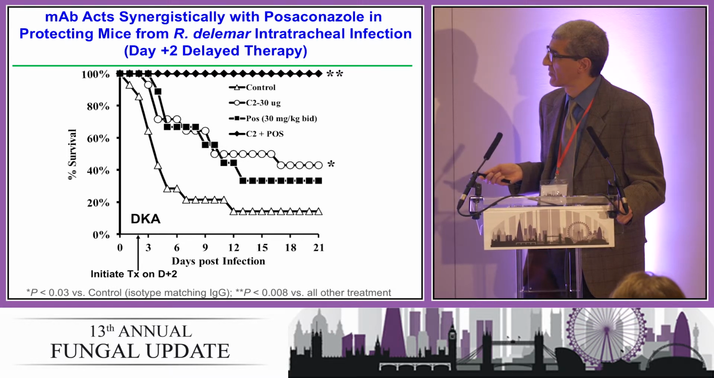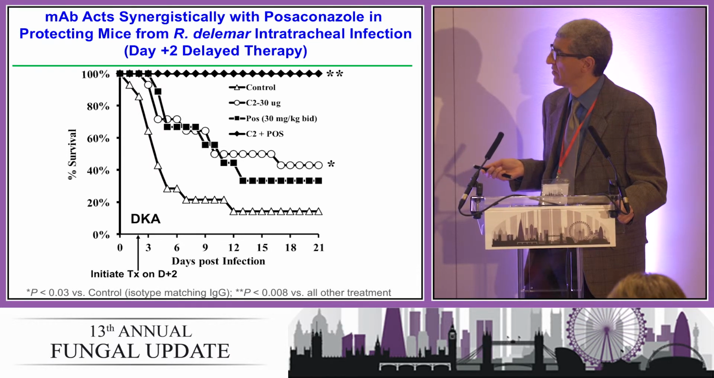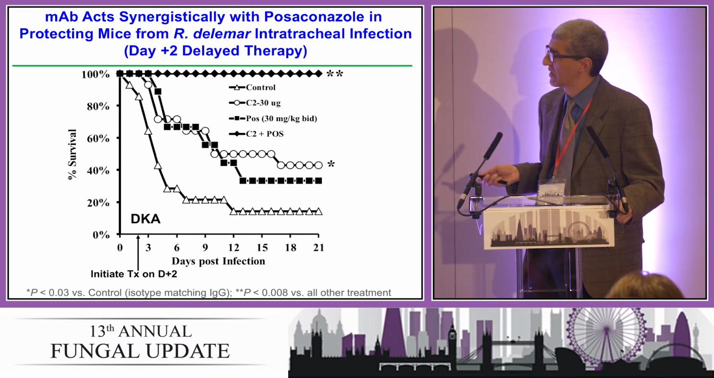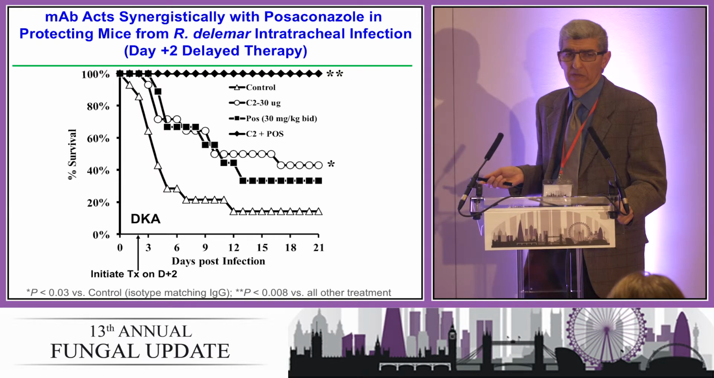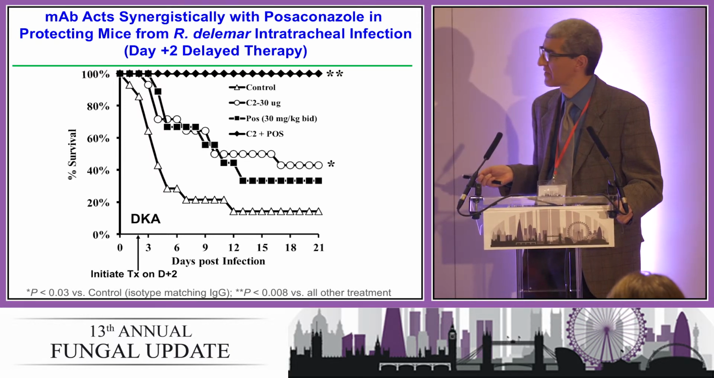And what we did is we treated either with posaconazole at 30 milligram per kilogram given twice daily for 7 days, or a single dose of the antibody at 30 microgram. Historically speaking, the posaconazole in this animal model does not really do very well. Sometimes it protects, sometimes it doesn't. But this is basically the kind of protection we get with antifungal therapy by itself.